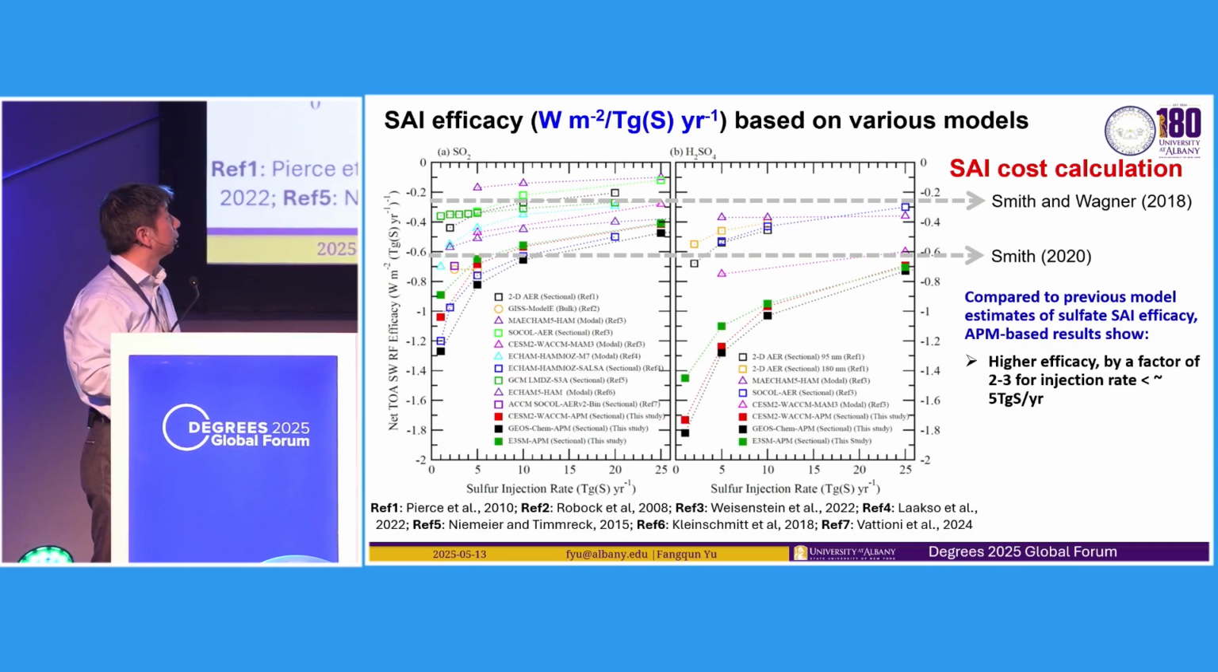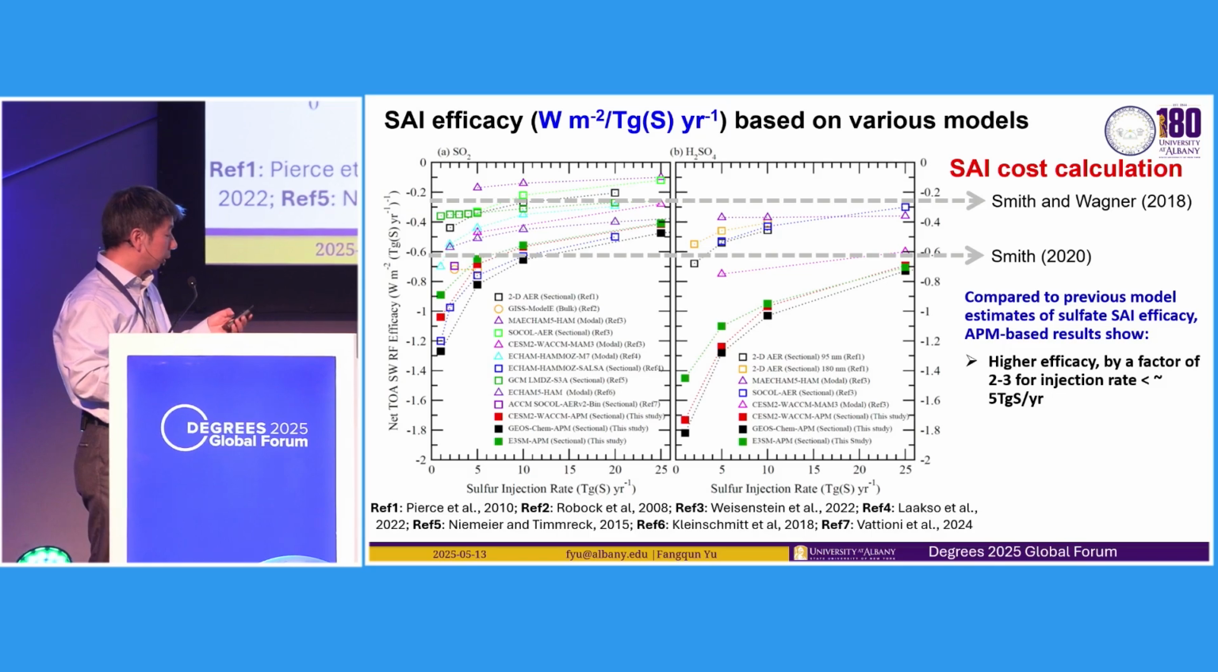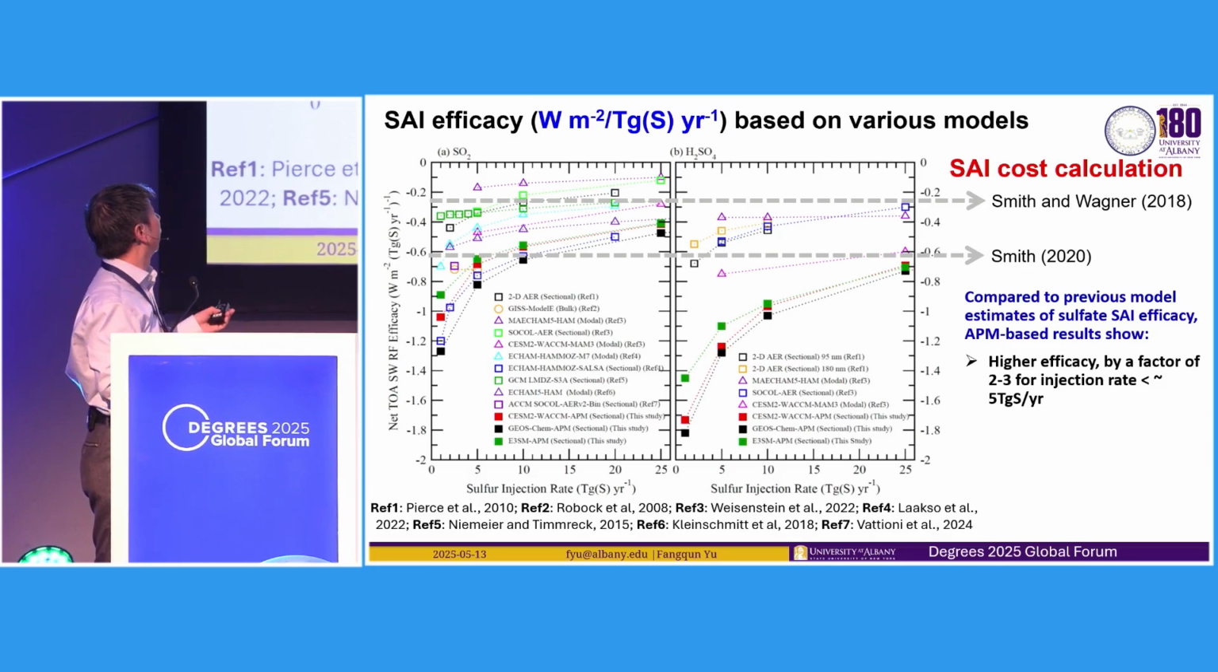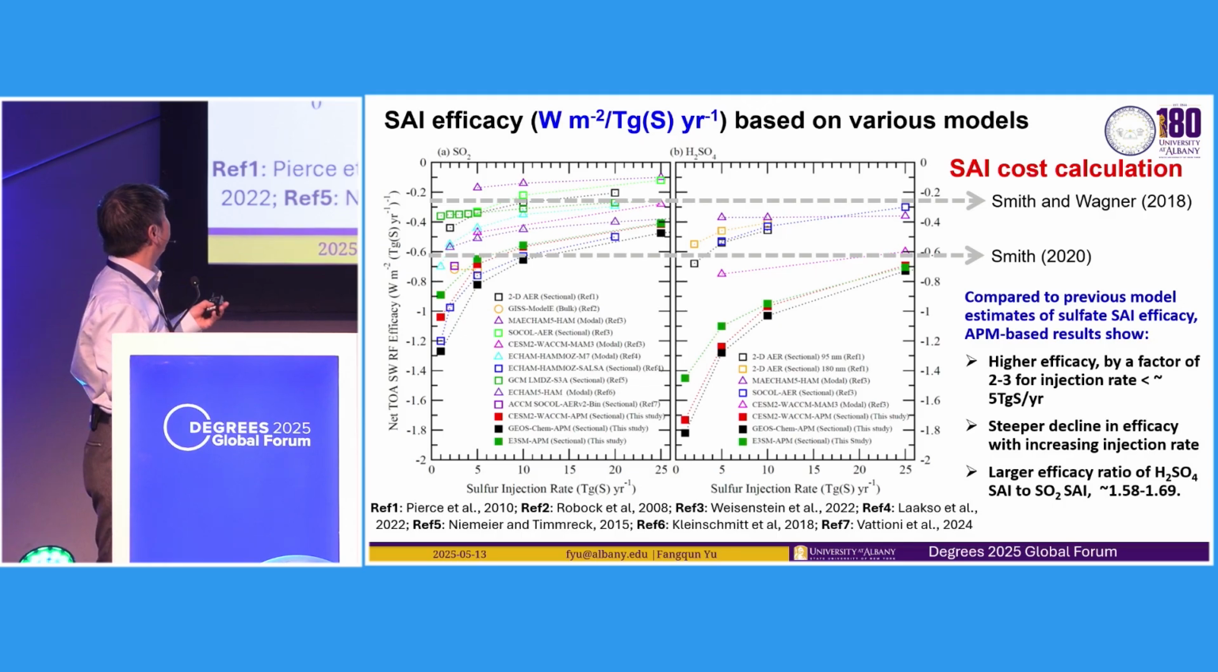And that efficacy, especially for low injection rate, is a factor of 2 to 3 more than the previous model simulations, for both SO2 and sulfuric acid. Another point is that we find a steeper decrease in the efficacy. In the previous models you see some decrease, but based on APM, it's much steeper as the injection rate increases.